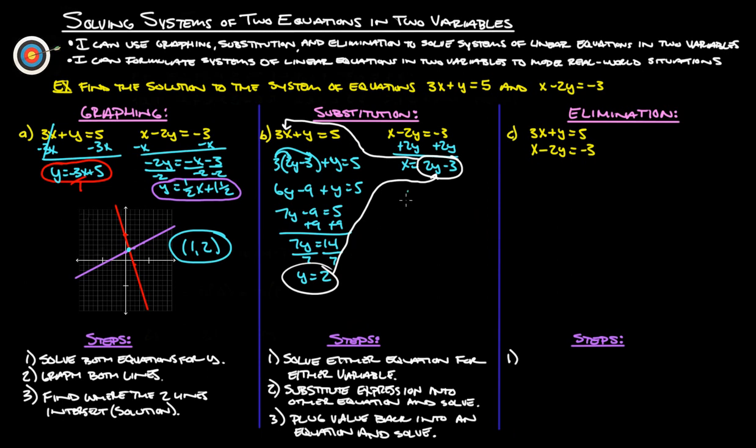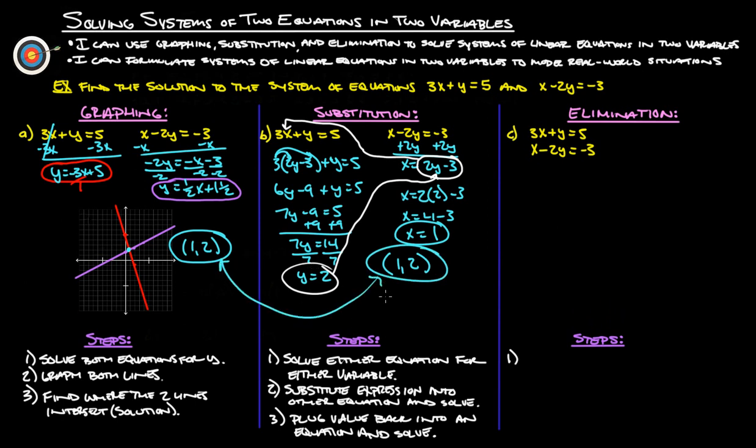Okay, so now we have x equals 2 times y, which is 2, minus 3. So we get x equals 4 minus 3. X is 1. So we get x is 1 and y is 2. So our solution is going to be (1, 2), which you'll notice matches this one here as well.